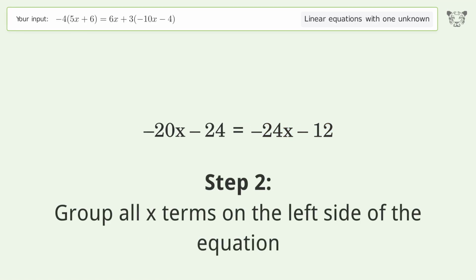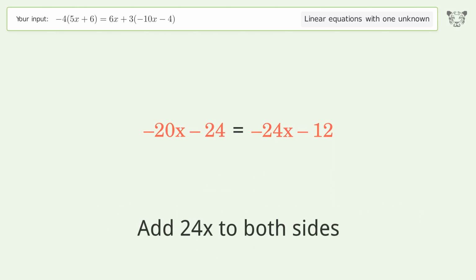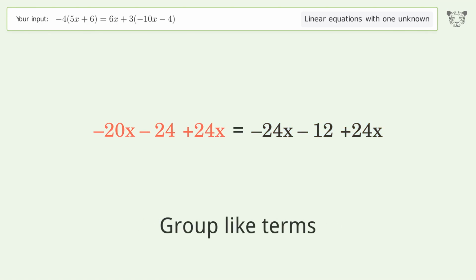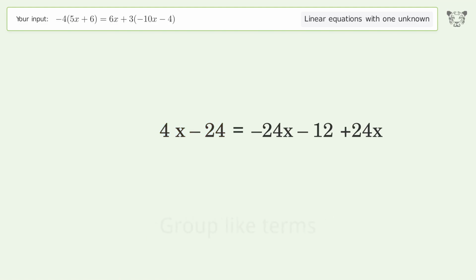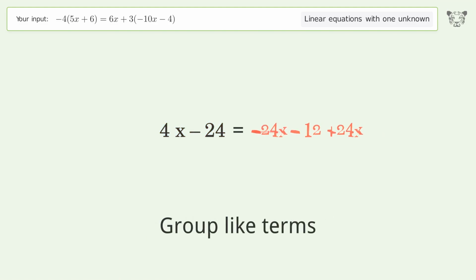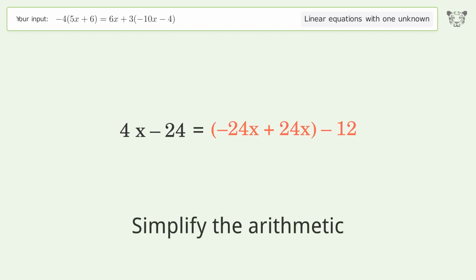Group all x terms on the left side of the equation. Add 24x to both sides. Group like terms. Simplify the arithmetic. Group like terms. Simplify the arithmetic.